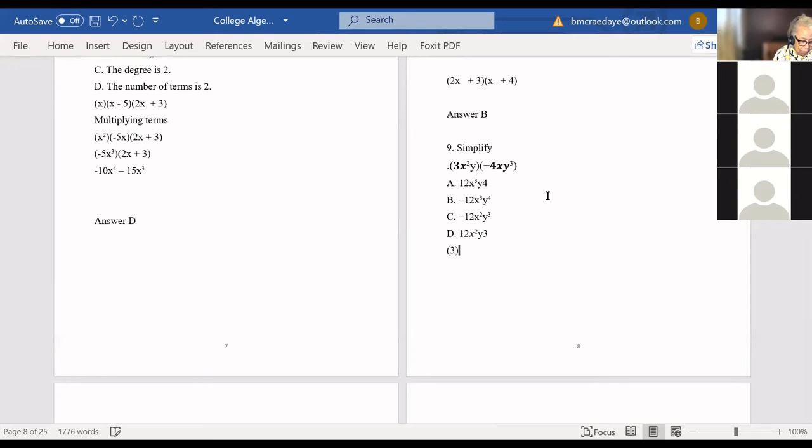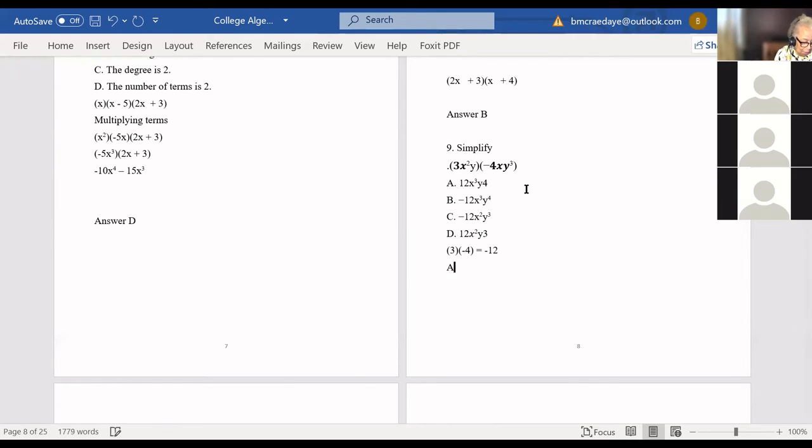3 times minus 4 equals minus 12. So we know the coefficient has to be negative. So A and D are both positive. So you can eliminate A and D. Okay. So that means the answer is between B and C. B, as in boy.